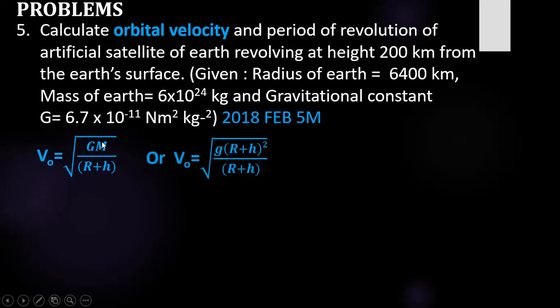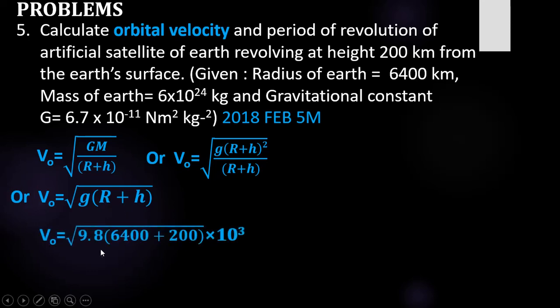In place of GM, you can write gR square according to the definition of acceleration due to gravity. But instead of R square, you have to write R plus h whole square because it is at a height of 200 kilometers. You have to include the height also. Then cancel the term R plus h, leaving v naught equal to under root g into bracket R plus h, and put all the values: 9.8 into 6400 plus 200 into 10 to the power of 3. This is also inside the root, not outside the root.